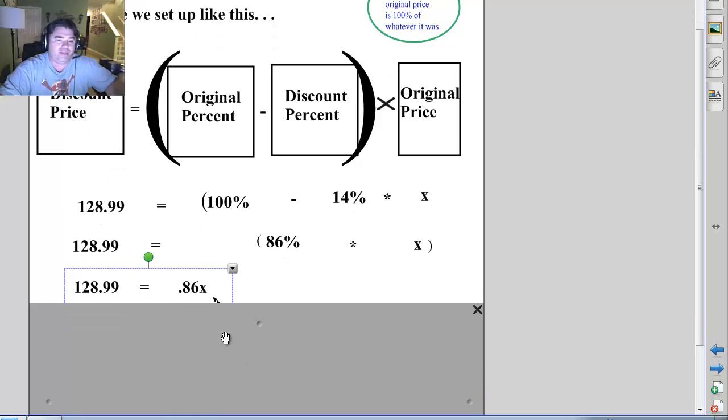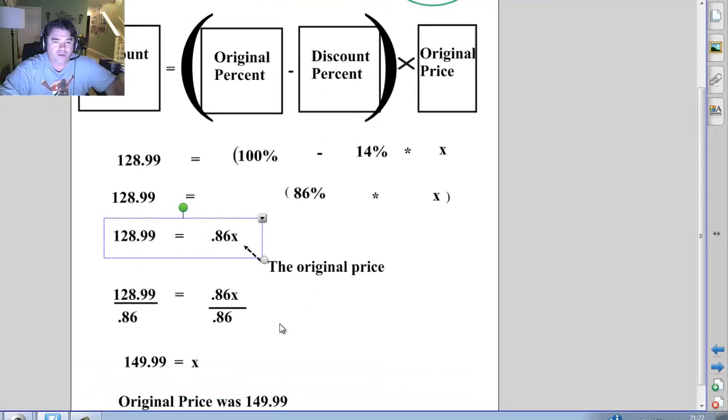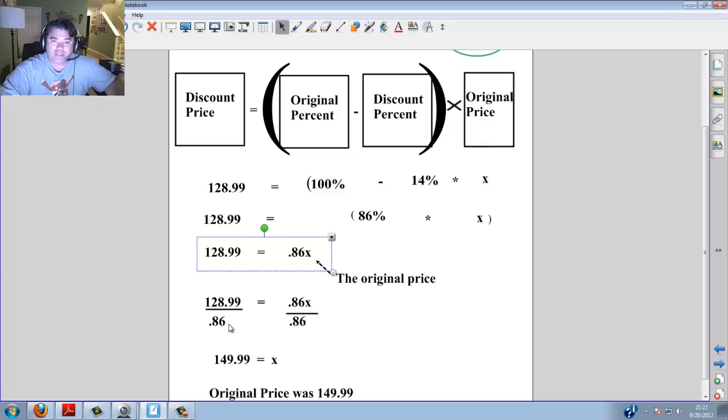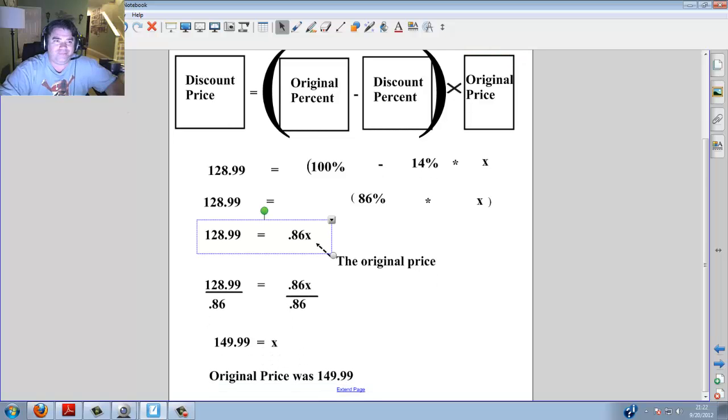Well, now to get x by itself, if this is times 0.86, I divide by 0.86. If I divide by 0.86 on one side, you divide it on the other. Take a look. So here, 0.86 divided by 0.86 cancels. You get 149.99 equals x. And so that was your original price.